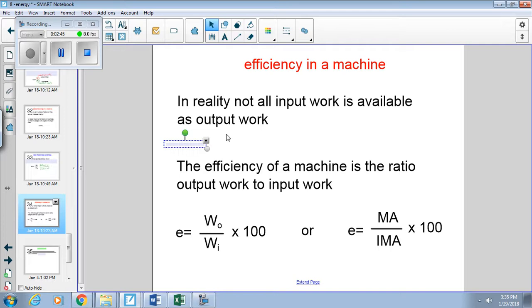There's two ways that you can measure efficiency. Both are exactly the same as far as efficiency ratings go. One is the work output divided by the work input, multiply that by 100. Efficiency is a percentage. It is not a set value, so there won't be any units. The other way we can do that is take the mechanical advantage, so remember the force output versus input ratio, and divide that by your ideal mechanical advantage, which is going to be your distance ratio, and then multiply that by 100.